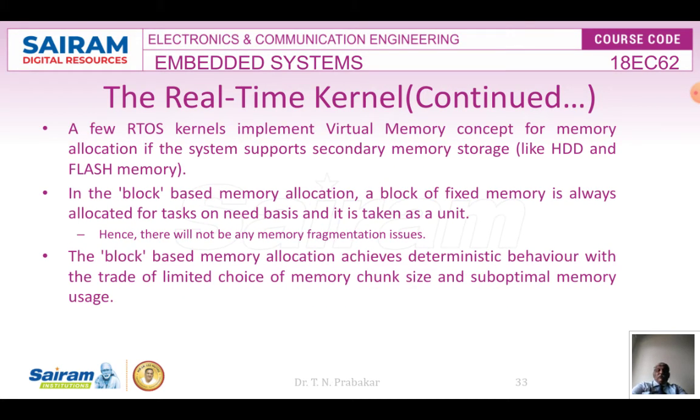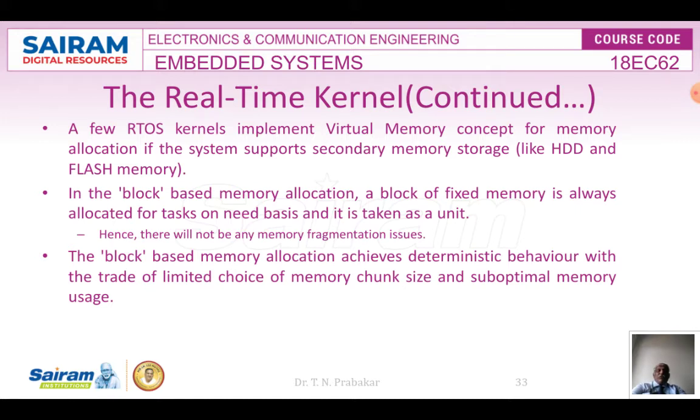And a few RTOS kernels implement the virtual memory concept, right? So this virtual memory is also available, that is, if the system supports secondary memory storage, right? And in the block-based memory allocation, a block of fixed memory is always allocated for tasks on a need basis, and it is taken as a unit. Hence, there will not be any memory fragmentation issues. And the block-based memory allocation achieves deterministic behavior with the trade-off of limited choice of memory chunk and suboptimal memory usage.